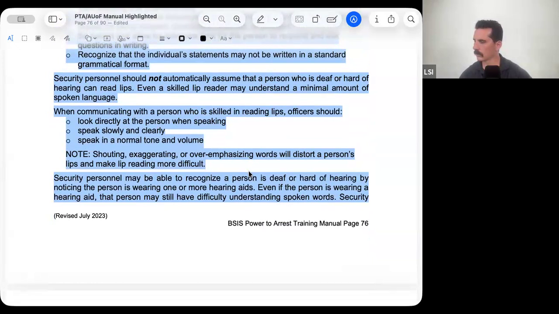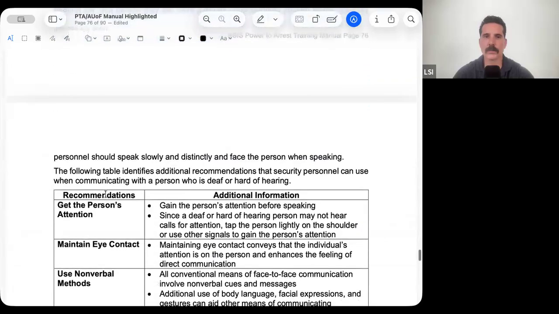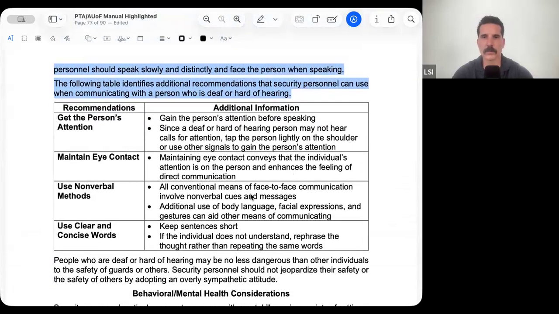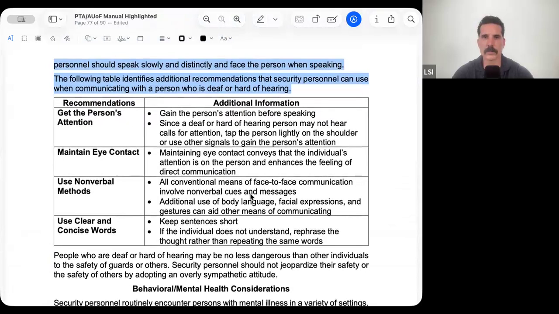Security personnel may be able to recognize a person as deaf or hard of hearing by noticing the person is wearing one or more hearing aids. Even if the person is wearing a hearing aid, that person may still have difficulty understanding spoken words. Security personnel should speak slowly and distinctly and face the person when speaking. The following table identifies additional recommendations that security personnel can use when communicating with a person who is deaf or hard of hearing.